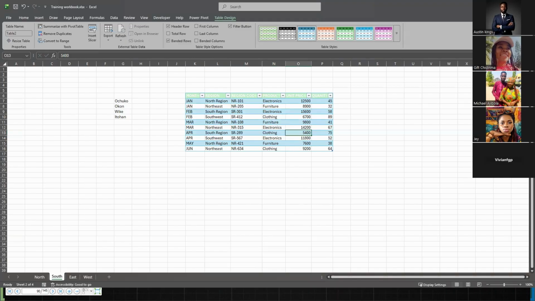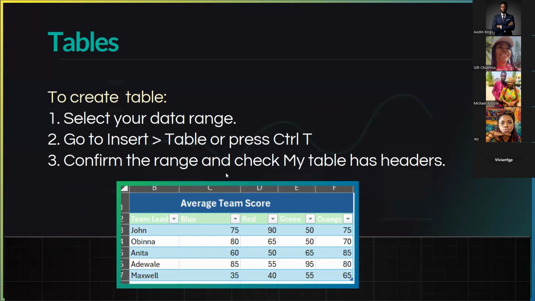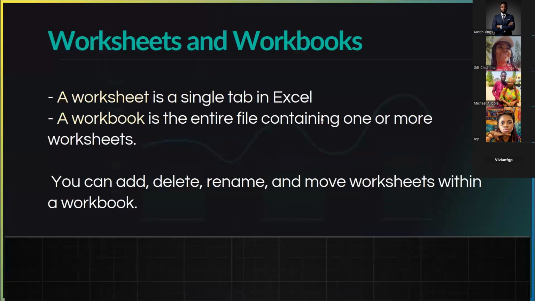Creating an Excel table is very important in your journey as a data analyst, because you automate filtering, header row formatting, structured references, formulas, and dynamic expansion when new data is added. That's another unique thing about it. We are not on tables yet, so we're going to see that more. To create a table, select your data range, go to Insert Table, or press Ctrl T, confirm the range and check that My table has headers. I just created this table for us.